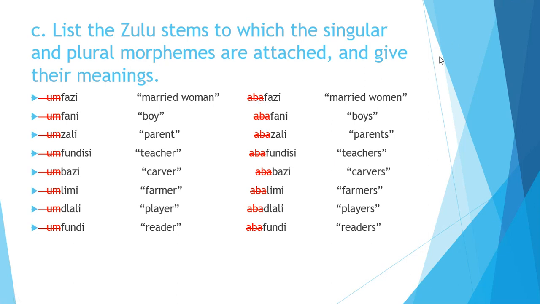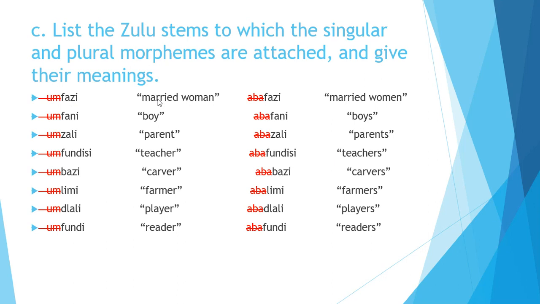So I'm going to read this again, okay? List the Zulu stems to which the singular and plural morphemes are attached and give their meanings. Okay, now we know what the singular and plural morphemes in Zulu are. In Zulu, the prefix is the morpheme that indicates that the word is singular, and the prefix aba indicates that the word is plural.